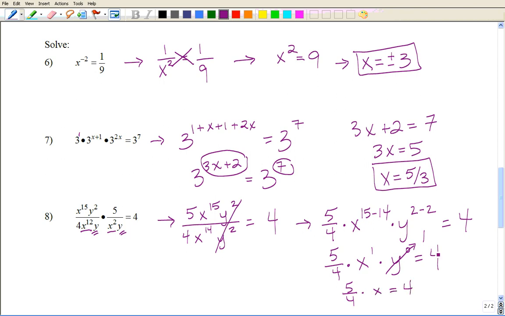And then to get x by itself, I'm going to multiply both sides by 4 over 5. Those will cancel. So we'll have x equals 4 times 4 fifths is 16 fifths, 16 over 5.